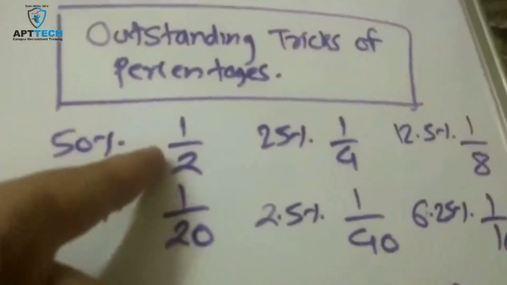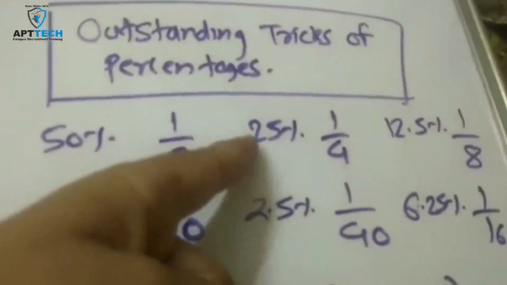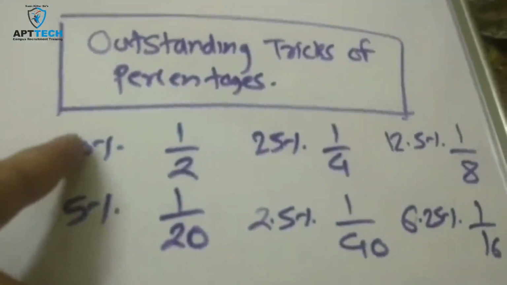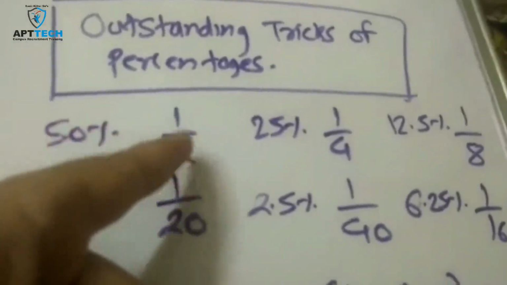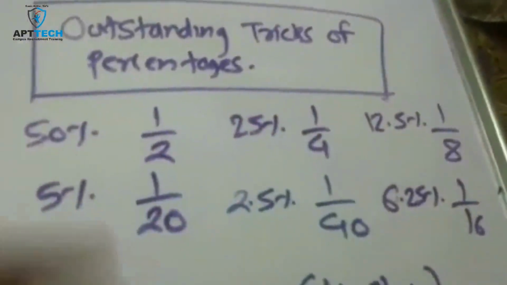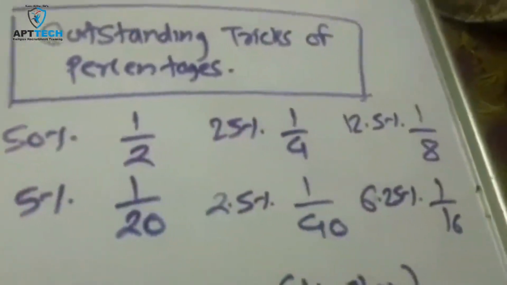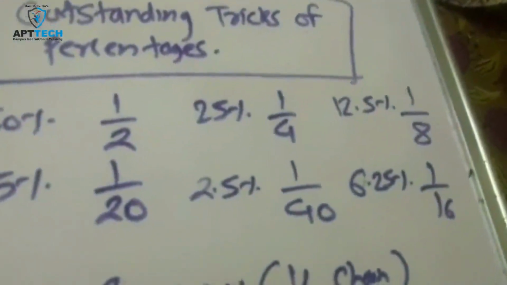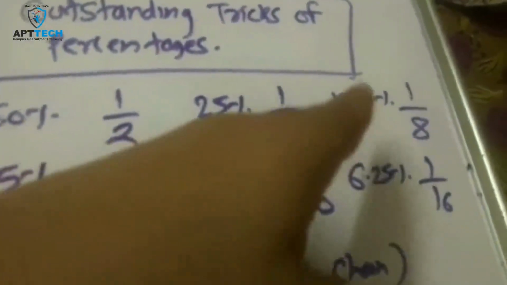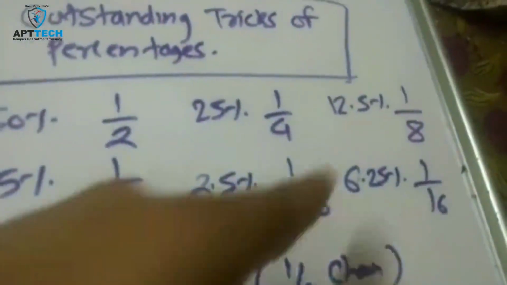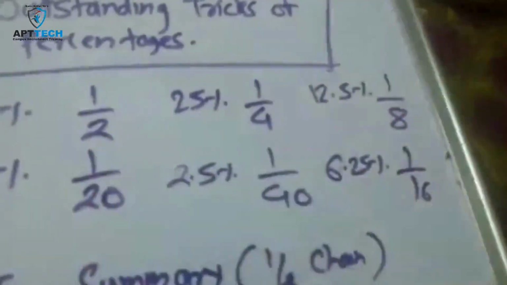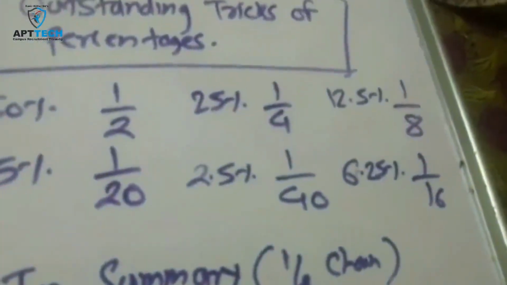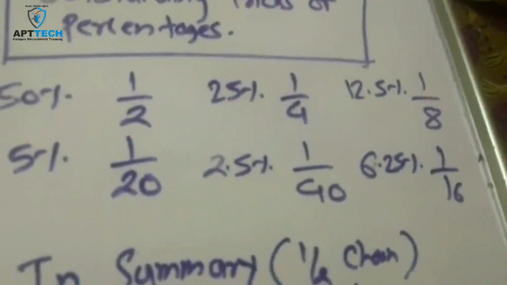50% is half. So if someone wants to know 25%, the idea is: if the percentage is becoming half, the fraction will also become half. So what is half of half? 1 by 4. So 50% is half, 25% would be 1 by 4. Its half is 12.5%, and the fraction's half is 1 by 8. Now 12.5% is 1 by 8, its half is 6.25%, and half of 1 by 8 will be 1 by 16.